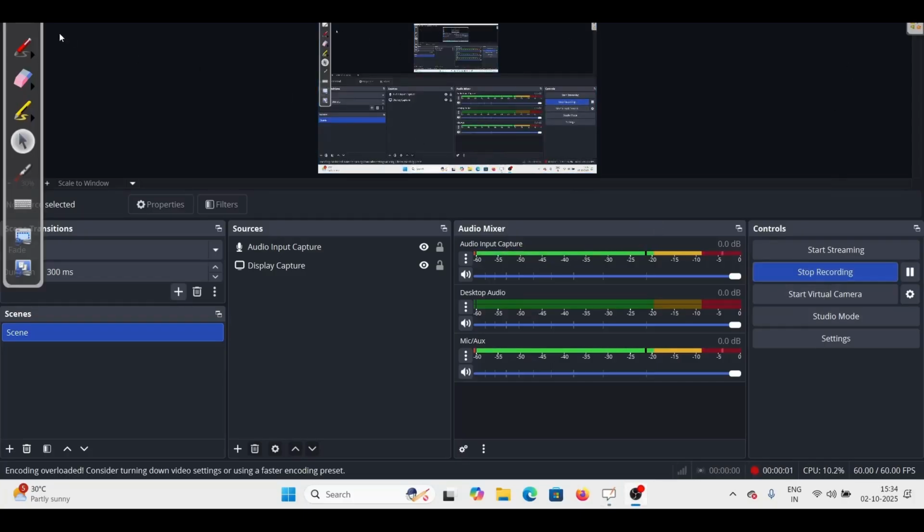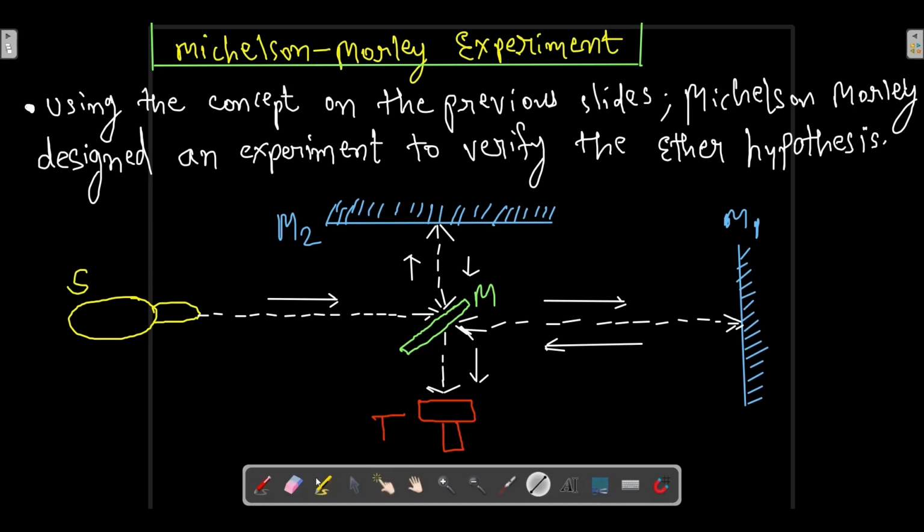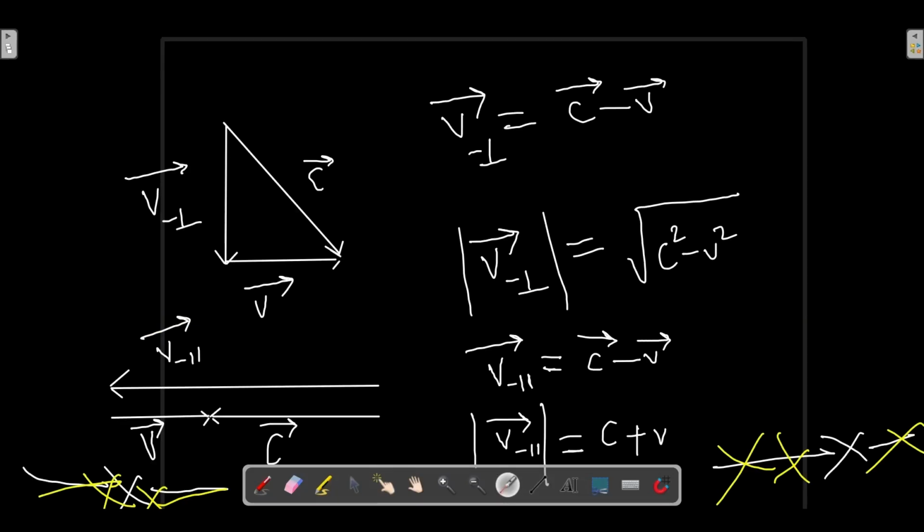So let us learn about the Michelson-Morley experiment, using the relative velocity concept which has been given on the previous slides.